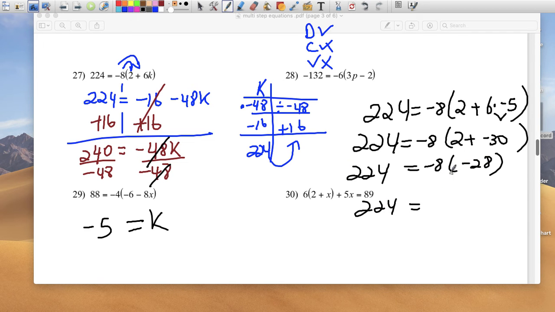And now we got to multiply this times this to give you 224. Well, it's going to be positive, first of all. So 8 times 8 is 64, carry 6. 8 times 2 is 16, plus the 6 is 22, indeed, 224. So we're good there, too.